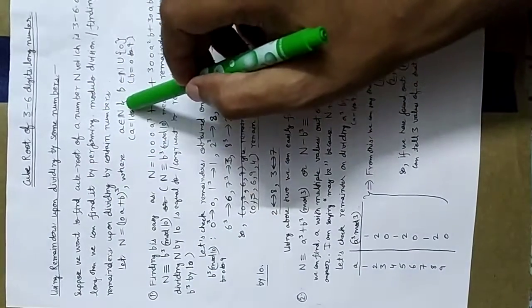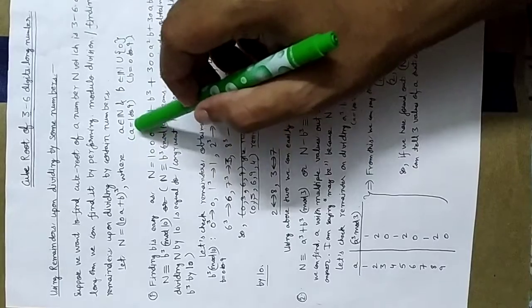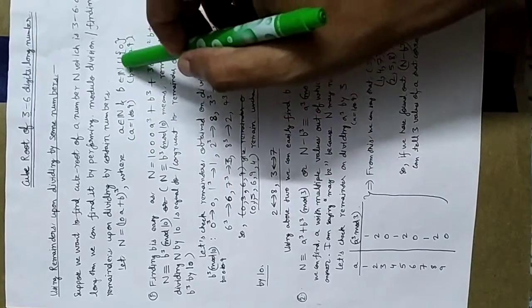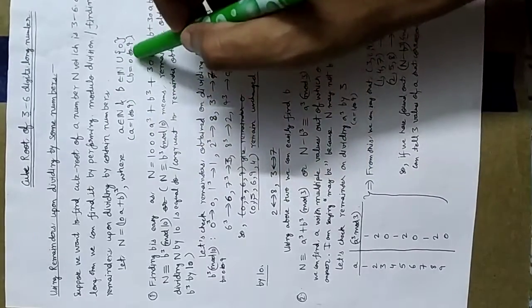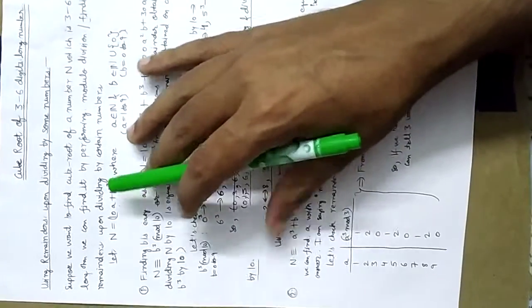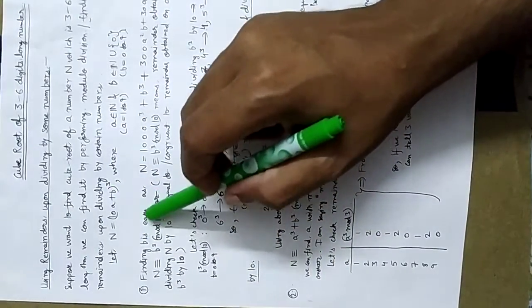So here a and b are natural numbers. b belongs to natural numbers union 0. a is equal to 1 to 9 and b is equal to 0 to 9. So our first step would be finding b.